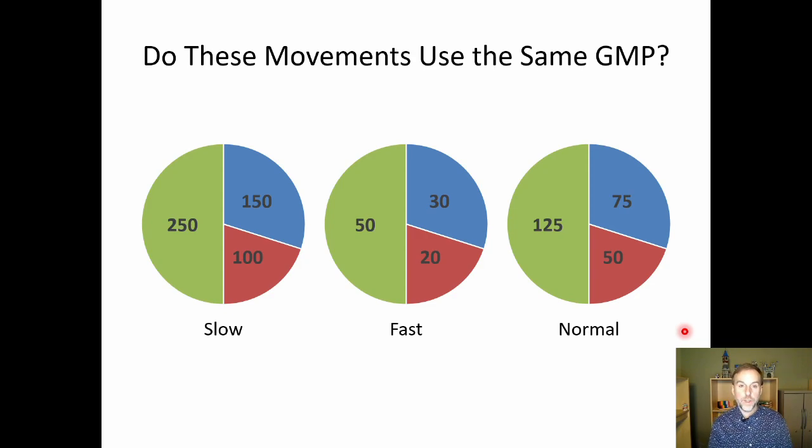Another way you could look at this is if you made a pie chart, and you put in those movement times. So yes, when you move slow, this absolute time is much longer than when you move fast. And then at normal, it's somewhere in the middle. But all of them are 50% of the movement. They have the same cut of the pie, if you will.